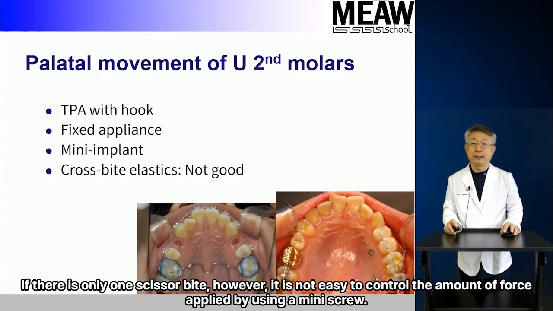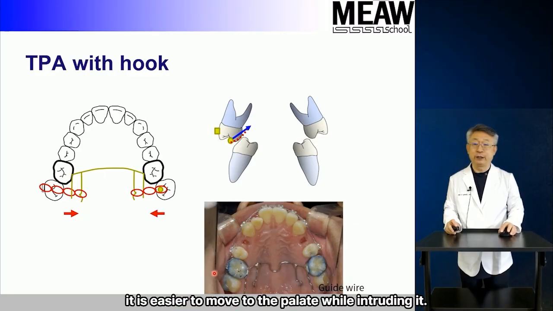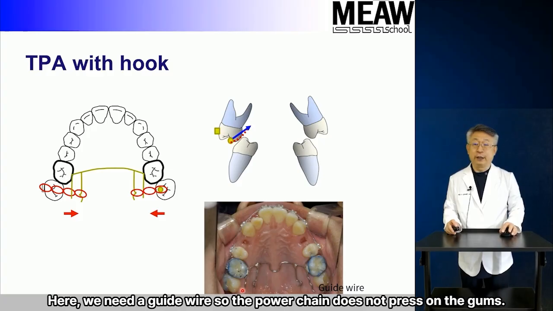If there is only one scissor bite, however, it is not easy to control the amount of force applied by using a mini screw. In this case, we use TPA, solder the auxiliary arch wire and then pull the tooth with a scissor bite. It is easier to move to the palate while intruding it. Here, we need a guide wire so the power chain does not press on the gums.